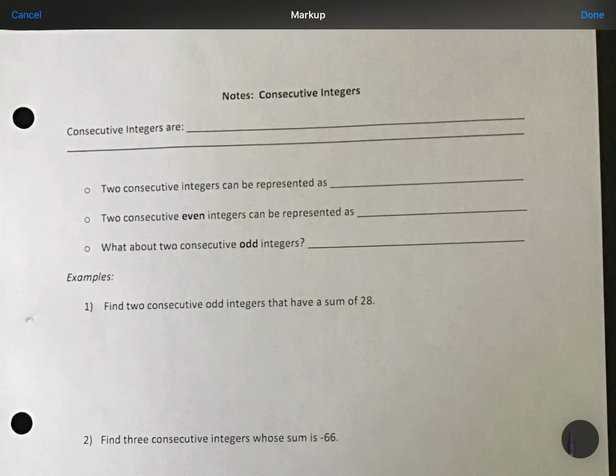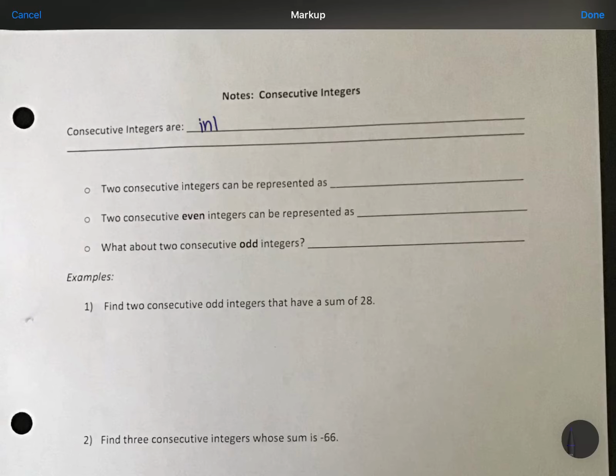All right, today we're going to talk about consecutive integers, and we are going to talk about how to write equations so we can find what those consecutive integers are, and we're going to determine what those values are with even or odd or just regular consecutive integers. So what are consecutive integers?